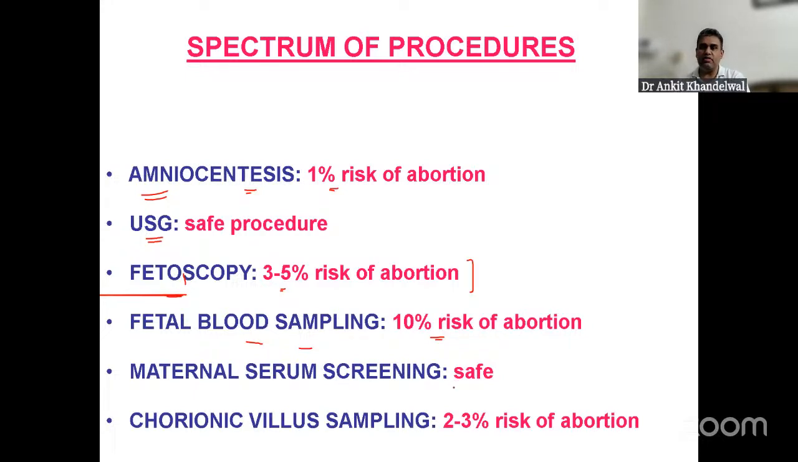Maternal serum screen, obviously you're taking the blood of the mother, so it is not that risky. It is simply safe. Chorionic villus sampling, remember in embryology, chorion forming villi. The placenta mainly, that also has some risk for abortion.